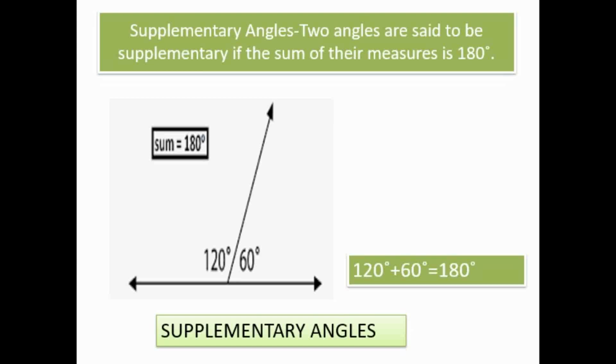Now if you remember straight angle, what was the measure of a straight angle? It was 180 degrees. So when we talk about supplementary angles, here the sum of the two angles is 180 degrees. Now just see the definition. Two angles are said to be supplementary if the sum of their measures is 180 degrees. Now if you see the two angles here in the example, 120 degrees plus 60 degrees, we add, we get 180 degrees, which is a straight line. So this is an example of supplementary angles.